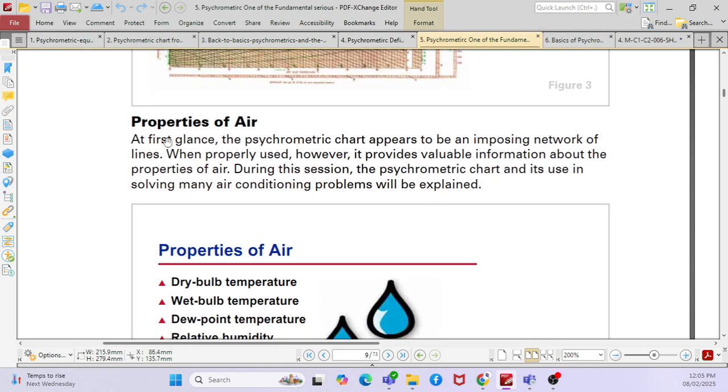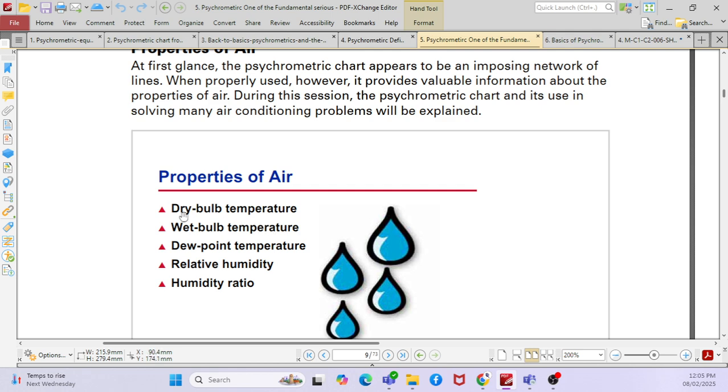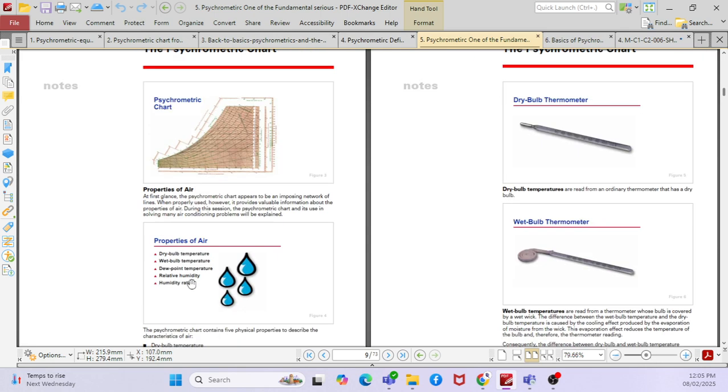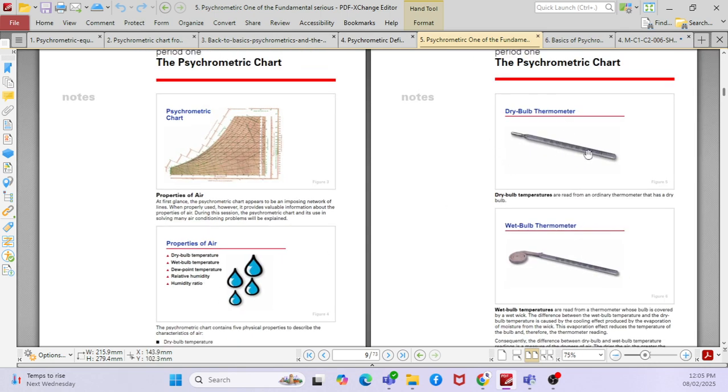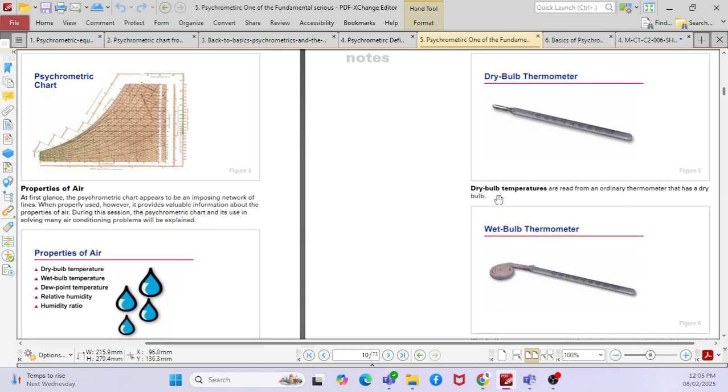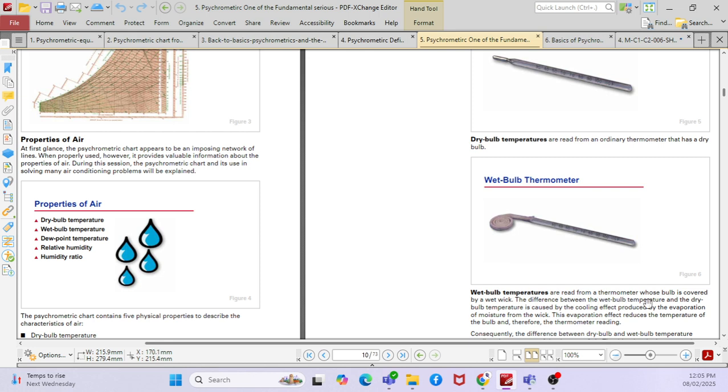If you go to the properties of air, normally what we discussed just now: dry bulb temperature, wet bulb temperature, dew point temperature, relative humidity, and humidity ratio. In this particular definition, you will find what the dry bulb temperature is and what the wet bulb temperature is. The dry bulb temperature is read from an ordinary thermometer. The wet bulb temperature is read from a thermometer whose bulb is covered by a wet wick. The difference between the wet bulb and the dry bulb temperature is caused by the cooling effect produced by the evaporation of moisture from the wick.